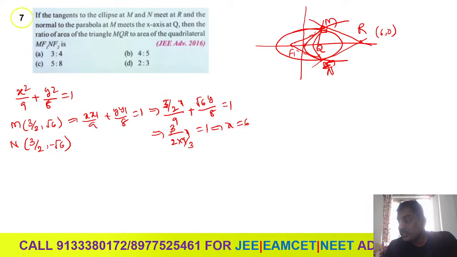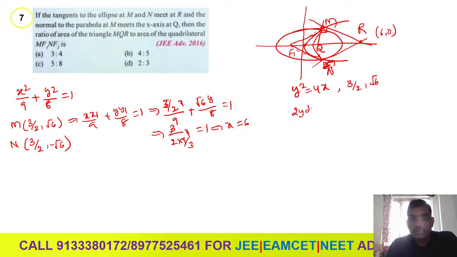After getting the coordinates of R, let us try to calculate Q. Then Q we have to calculate. What is Q here? Normal to the parabola at M. So what is the parabola here? The parabola in this situation is y square equal to 4x. Then the point is 3 by 2 comma root 6.